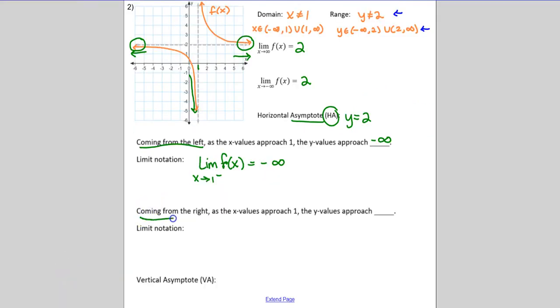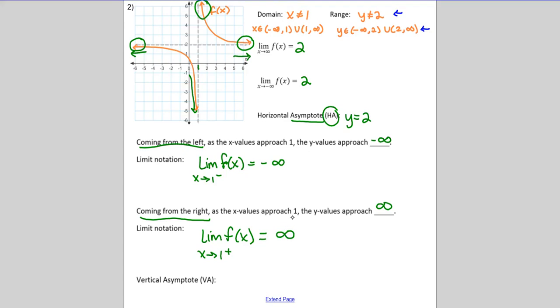Coming from the right, as the x values approach 1, the y values approach what? Well, that would be this part up here. The x values are getting close to 1 from the right, but the y values are going infinitely high. So they're approaching infinity. So that limit looks like this. The limit of f of x as x approaches 1 with a little plus after it. So you have a little plus after the number or a little minus after the number when it's a one-sided limit. And that one equals infinity.